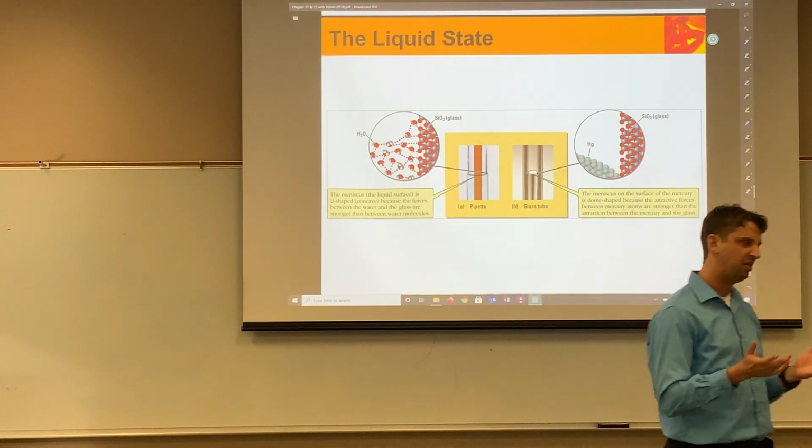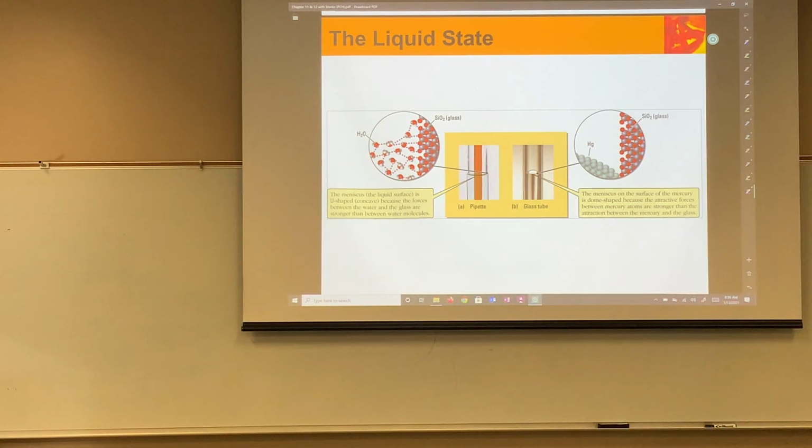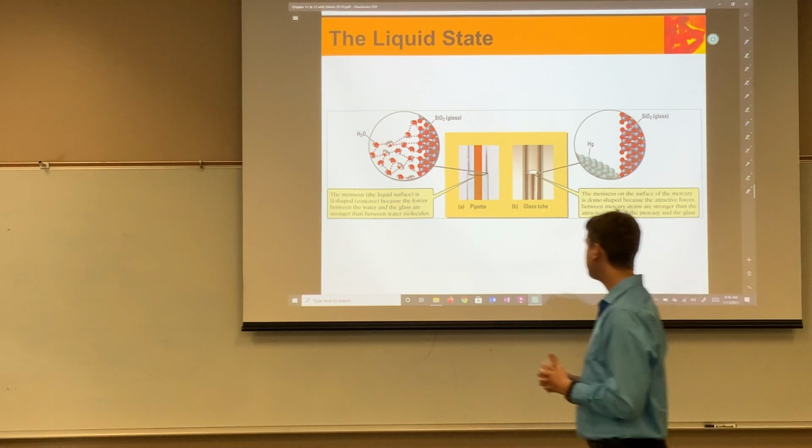But mercury doesn't really have that ability, and so it would rather stick to itself rather than stick to the side of the glass. Okay? So that's all it is.